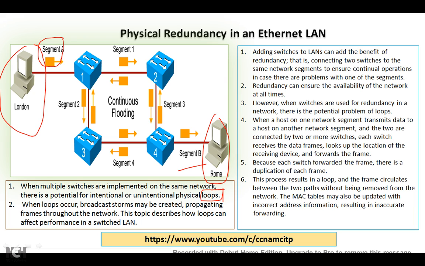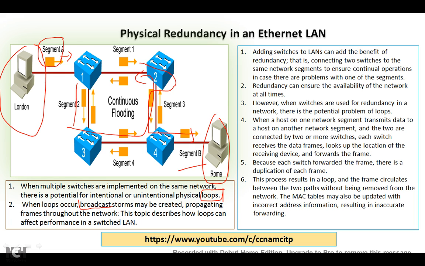Next thing here, when a loop occurs, a broadcast storm may be created. So if a loop is occurring, what is the meaning of loop here? The same thing is running around all four switches. If you see here, if the signal is coming from here, it is going this way, and from here to here. And again, the same thing is coming from here. So this is called a loop. It is looping, it is going around, and propagating frames throughout the network.